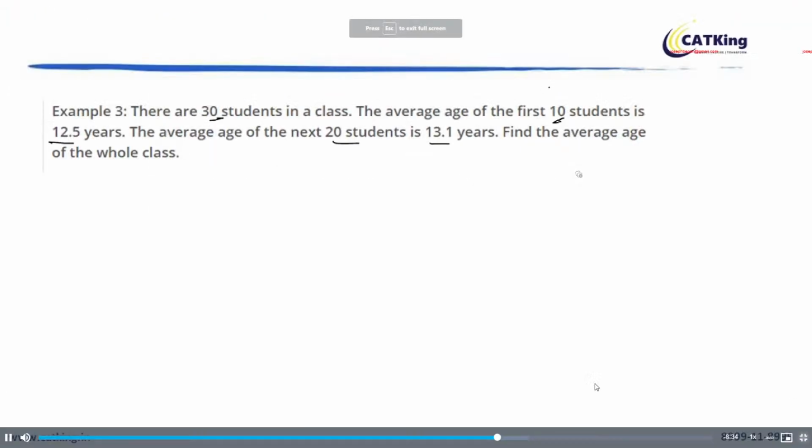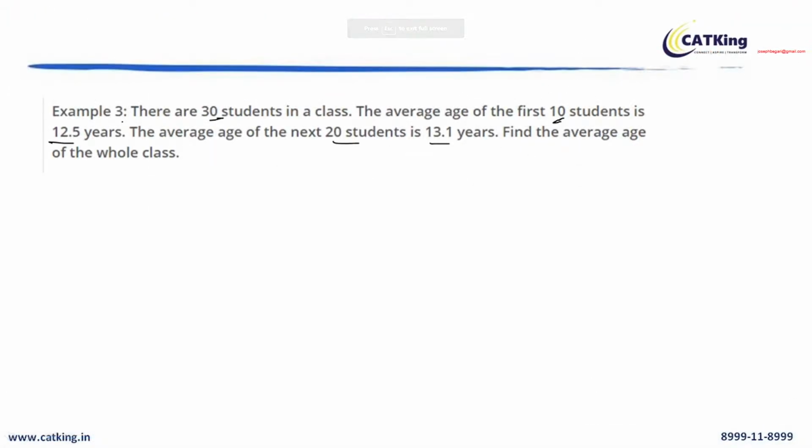So basically, there are two quantities, m and n. I hope you remember that. And their average is given. This is A, and this 13.1 is B. Instead of using the formula, what we'll do is, what did we learn? We learned that total average is total sum upon total number. Correct. Total number is 30.